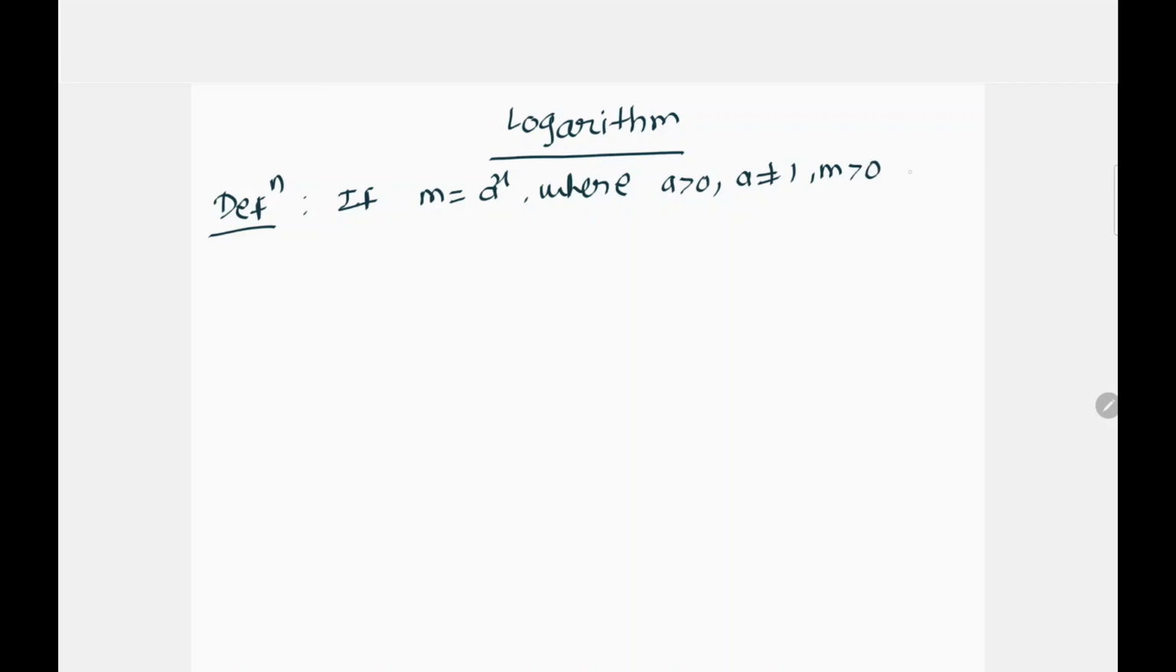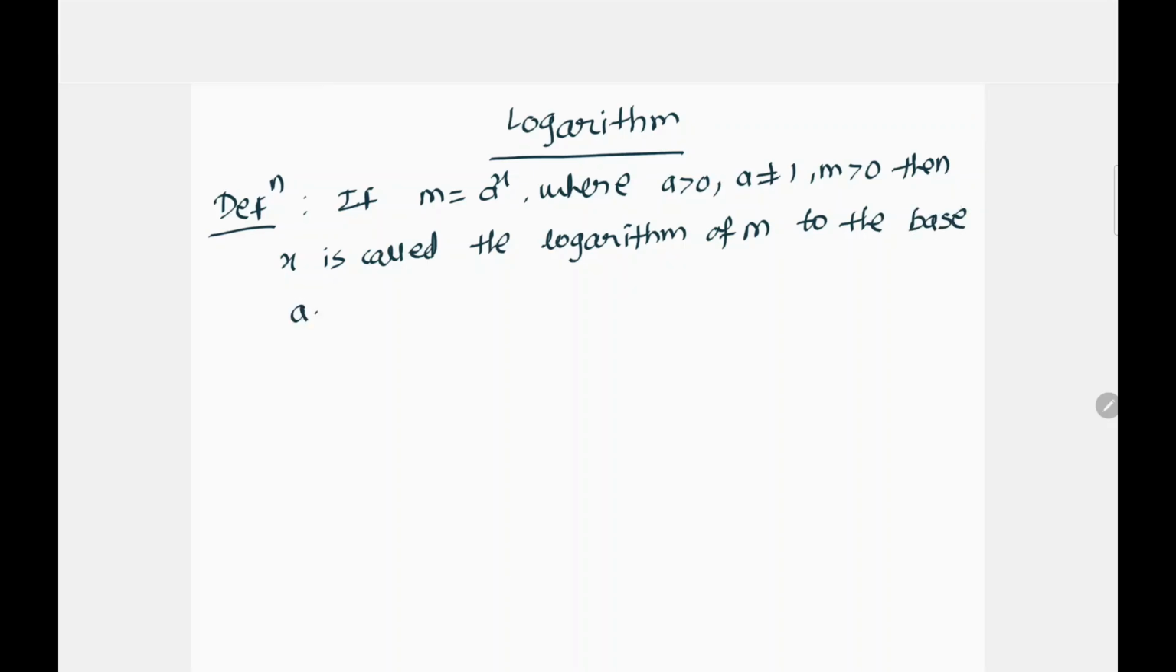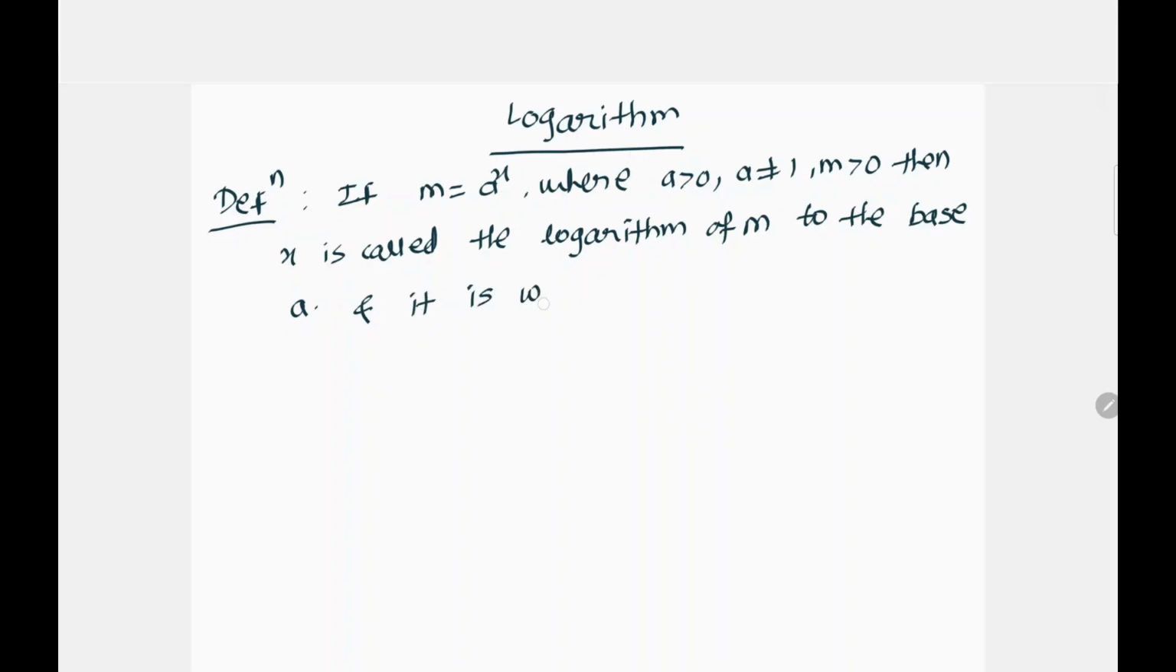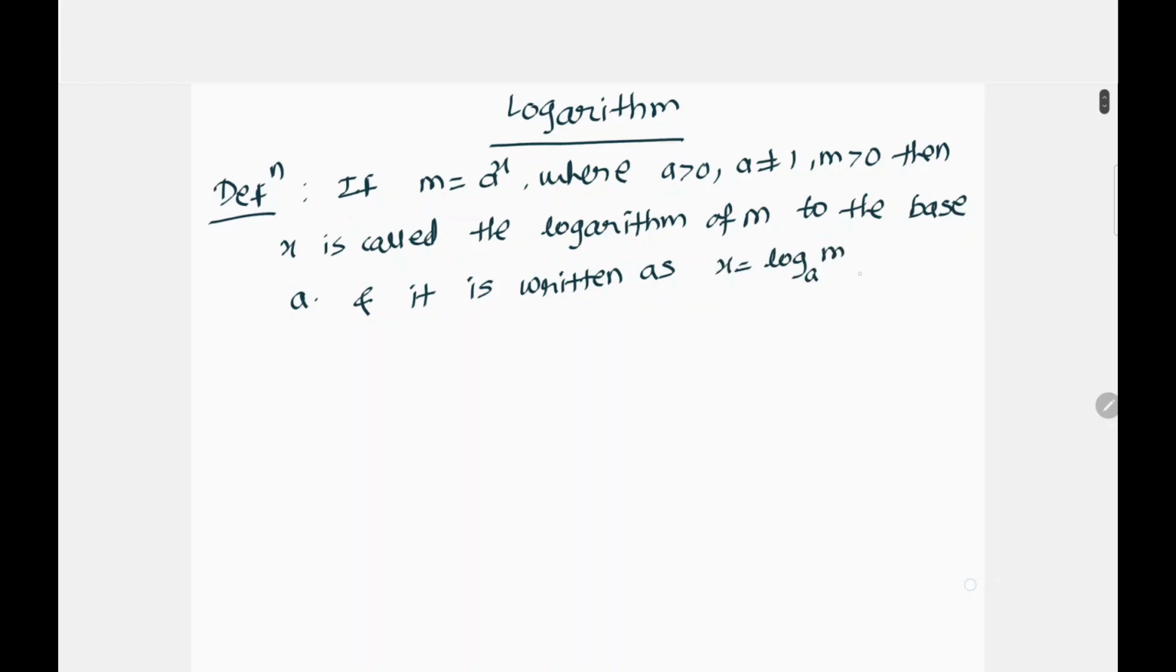Logarithm. Definition of logarithm. If m is equal to a raised to x, where a greater than 0, a is not equal to 1, m greater than 0, then x is called the logarithm of m to the base a, and it is written as x is equal to log m to the base a, where x, m and a belong to real numbers.